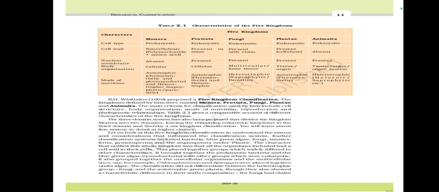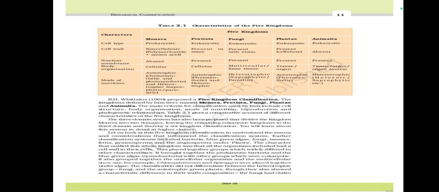Mode of nutrition: autotrophic in Monera. Protista, autotrophic. Fungi, heterotrophic. Plantae, autotrophic. In Animalia, heterotrophic, holozoic, saprophytic, etc.